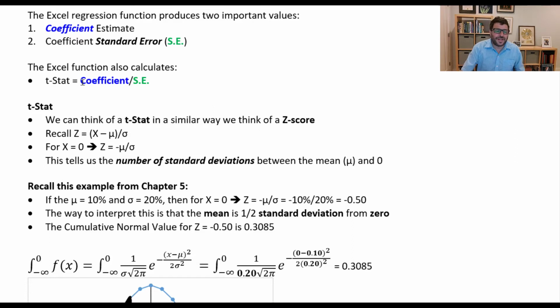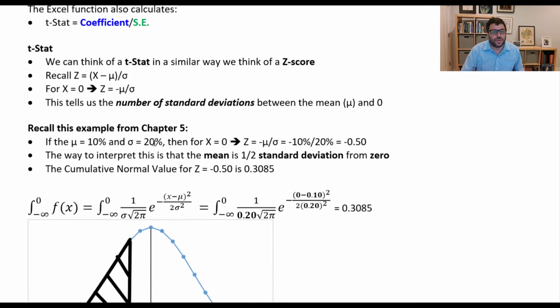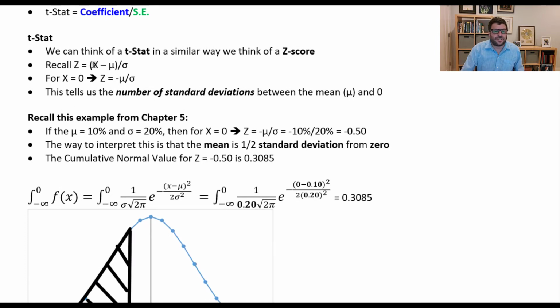We can think about a t-statistic as kind of like a z-score. If you recall the z-score when we were looking at confidence intervals, we looked at z as some arbitrary x minus the mean divided by the standard deviation. And if x was equal to 0, then z is equal to minus mu divided by sigma. What this is essentially telling us is the number of standard deviations between this estimated mu and 0, because we've essentially plugged in 0 for x.